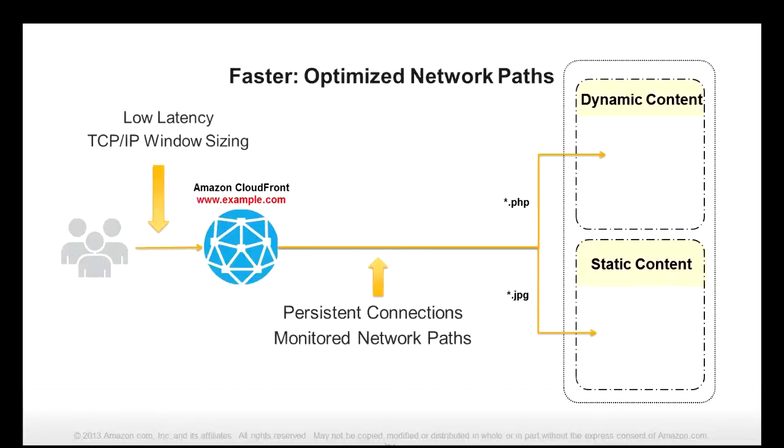And on the optimized network paths, improving the network connectivity, CloudFront is focused on both the network paths here, from the end users to the CloudFront edge location, as well as from the edge location back to the origin servers. So you see this image, it's just a stripped down version of the architecture diagram you saw earlier. Specifically from the end users to CloudFront edge locations, the low latency comes from the fact that the edge locations are close to the end users, as well as CloudFront has implemented several TCP/IP window sizing and other optimizations that allow delivery of data faster between the edge location and the end users.